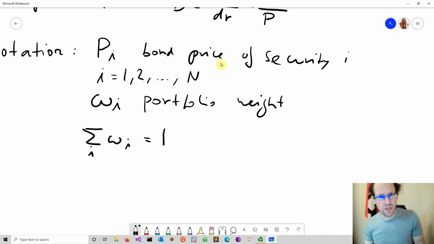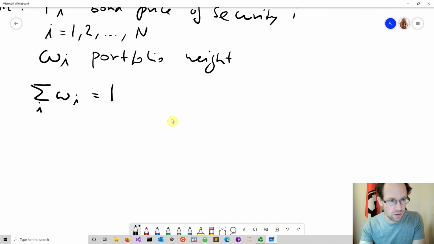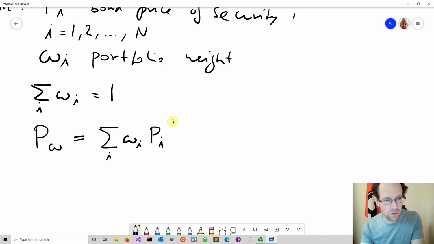Now, when we think about the value of the portfolio, we could easily derive that based on these assumptions. We can write down a portfolio value, which I now denote with omega, because P is a bit silly. This would be my portfolio value, which is simply the weighted average of my individual bonds, omega_i times P_i. That would be the portfolio value.